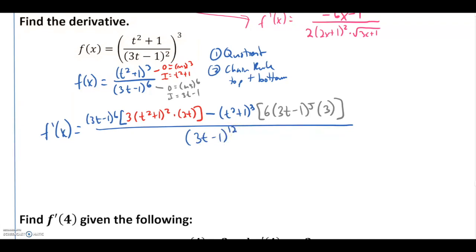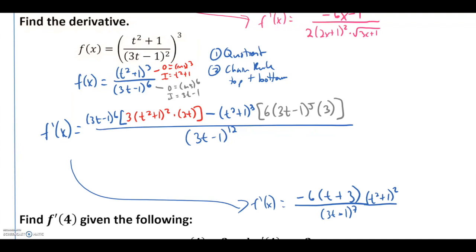And again, if you want to go for an answer that is most simplified and completely factored in the numerator, this is what you could end up with. But to reiterate, I'm not terribly worried. If you can get to here, we are in very, very good shape.